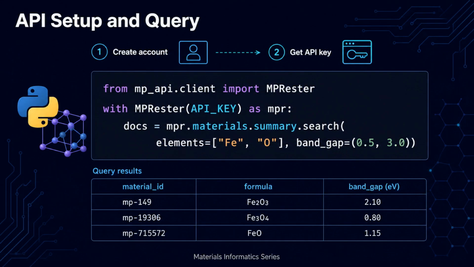To use the Materials Project API, first create a free account at materialsproject.org and obtain your API key. In Python, import MPRester from mp-api.client and initialize it with your API key. You can then search for materials using various filters like elements, formation energy range, band gap range, and stability criteria. The API returns structured data including material IDs and property values.